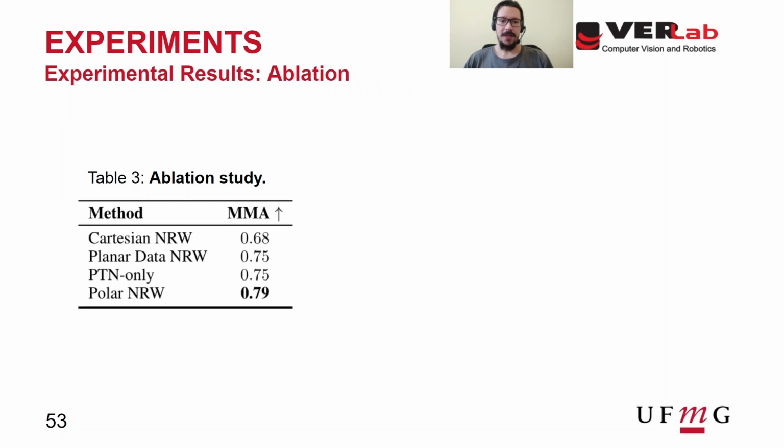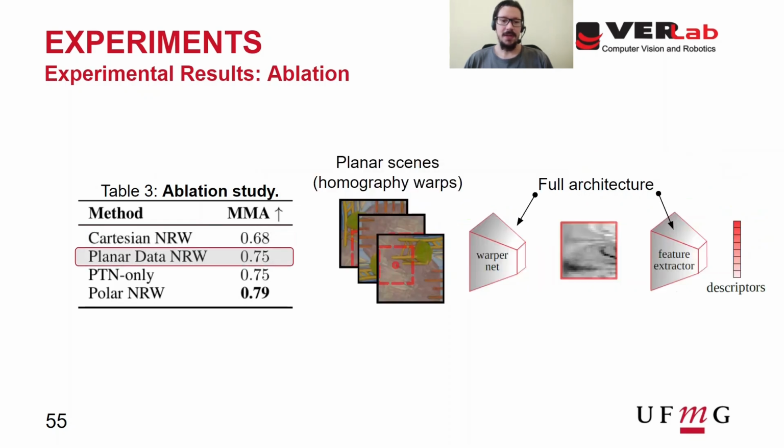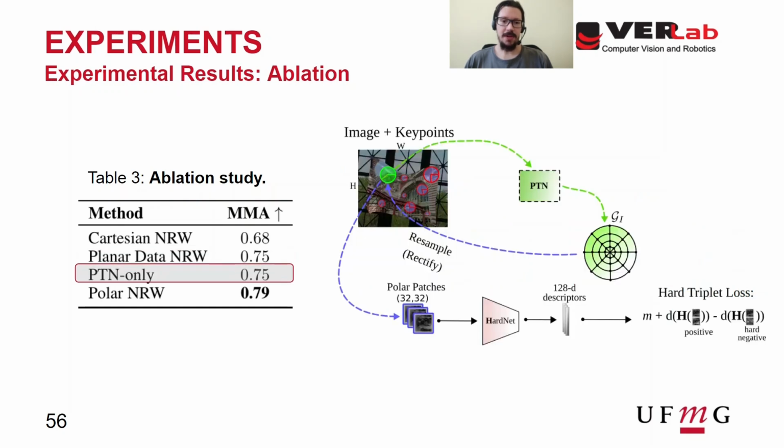We also check how the training data and network components affect the performance of the descriptor when dealing with deformations. We evaluate the performance of each configuration in the synthetic scale sequences, which have the most challenging deformations. In the first experiment, we replaced the polar transformer with the standard Cartesian sampling, which gives the worst results. Then we train our full model with planar transformations only. It achieves similar accuracy when compared to using the polar transformer without the non-rigid warper trained with deformations.